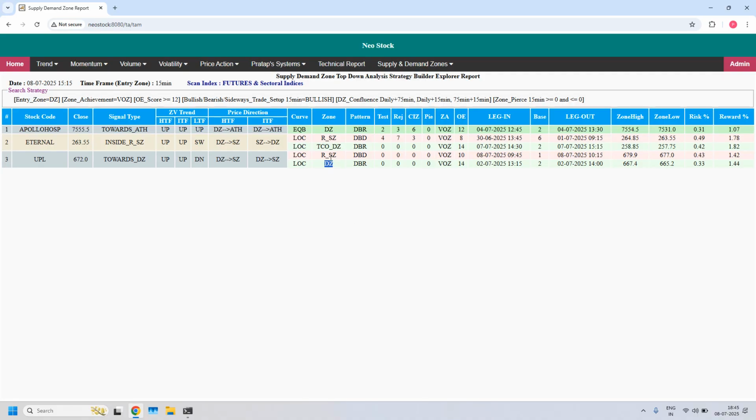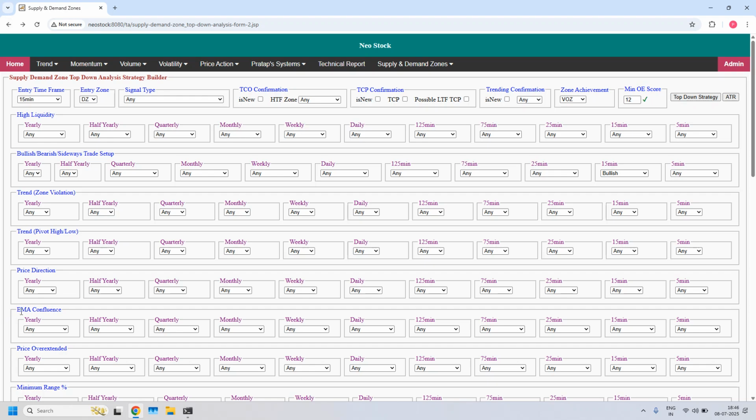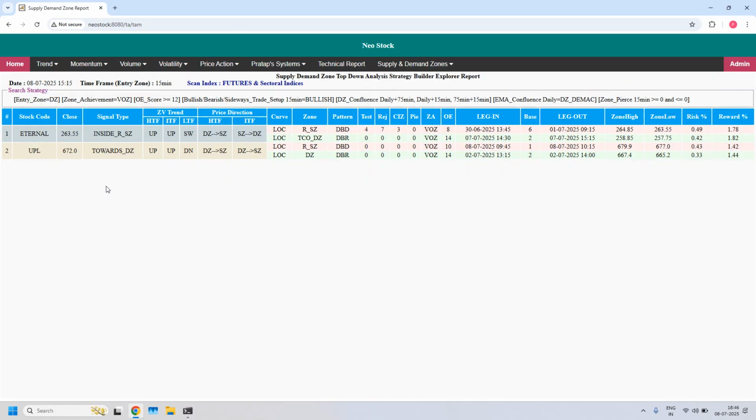15 minutes, 75 minutes and daily demand zones are overlapped with each other in all the 3 stocks. This one already tested thrice. Okay, now trend is uptrend, daily trend, because 15 minutes, 75 minutes and daily overlapped. Because daily trend is up, let's further filter with daily EMA confluence. Daily demand zone with daily EMA confluence. We got 2 stocks.